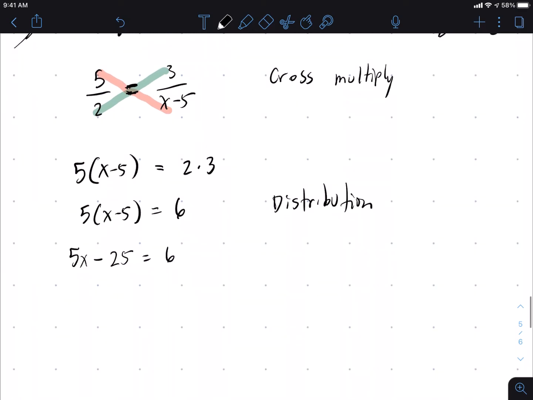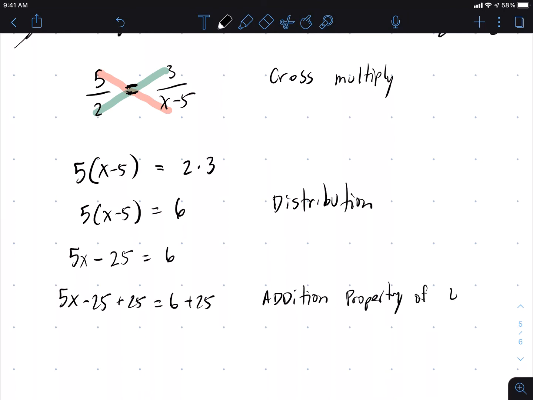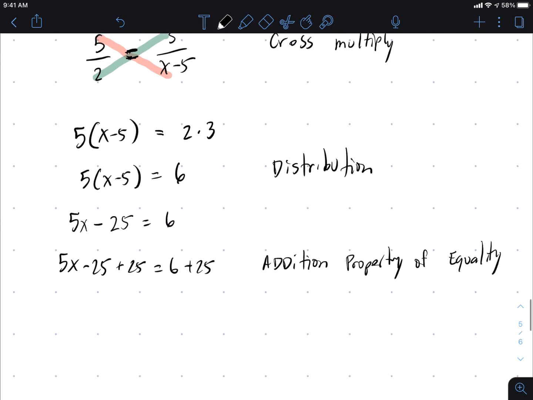Okay. Then the next step is I'm going to add 25 to both sides. So this is called, and I'm just writing down these rules so you guys know them, you won't be tested on this right now, but it's just good for you to know, the addition property of equality. Right? So that's going to give me 5x is equal to 31.